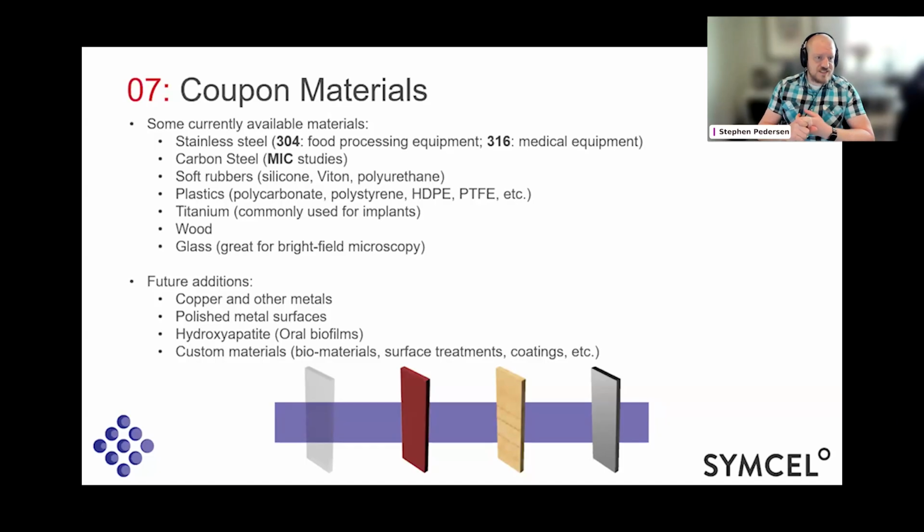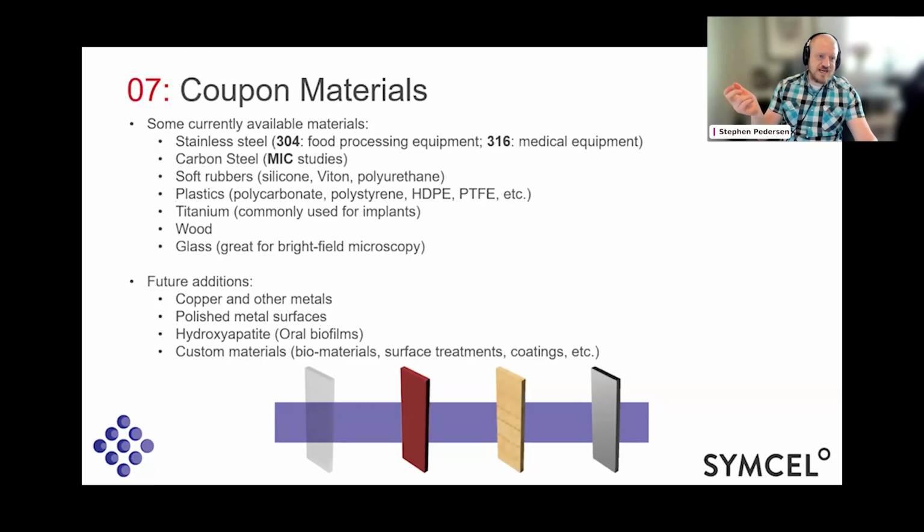We have a carbon steel right now with the hope of it being used for MIC studies, for microbially induced corrosion studies. We have soft rubbers, silicone, Viton, polyurethane. We can also do natural rubbers, things like that. One benefit of these coupons being suspended from the top of the set screw is those flexible materials still work great, since they just hang down. They don't need to hold their own weight. And so those soft rubbers work great in this setup.